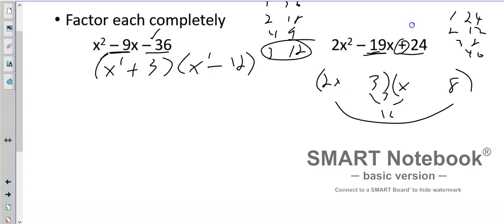All right. Remember, this tells us they're both the same sign. That tells us they're both negative. And that's our winner. 2x minus 3 times x minus 8.